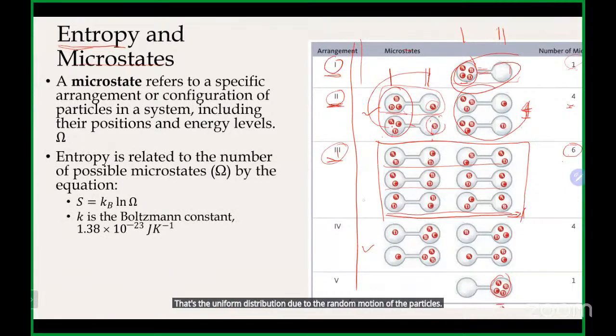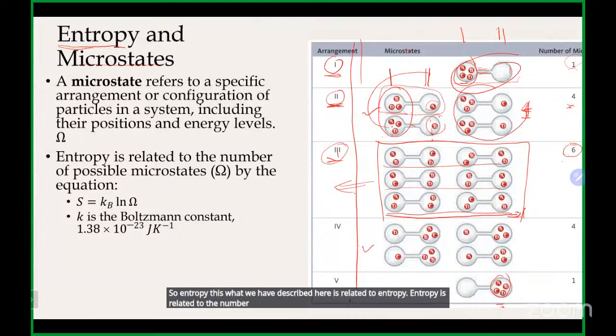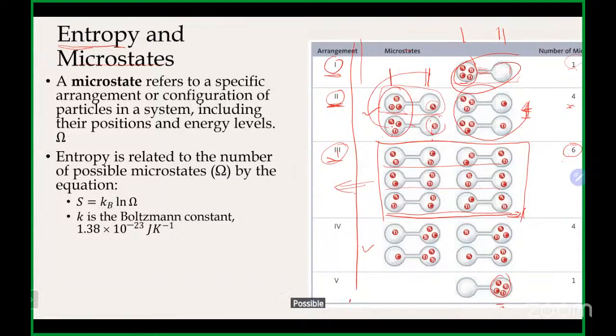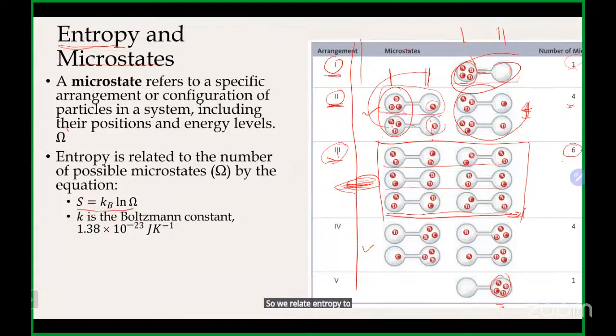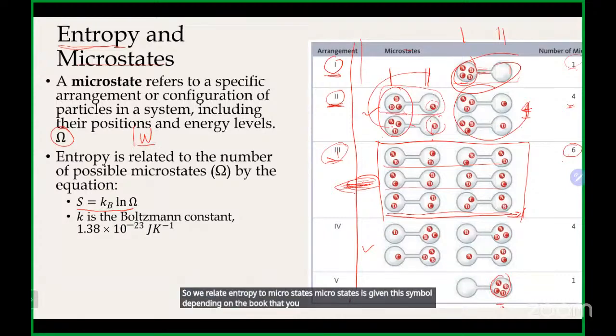So entropy, what we have described here is related to entropy. Entropy is related to the number of possible microstates that you can have. The higher the possible arrangements that you can have for certain microstates, the higher the entropy for that arrangement. So we relate entropy to microstates. Microstate is given this symbol omega. Depending on the book that you get, some use the symbol W.